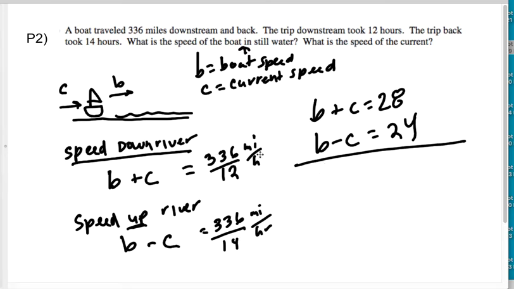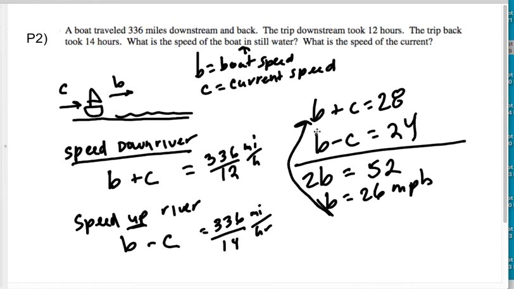It was kind of ugly when you had it in this fraction form, but it's not so bad when you check it out. So 2b equals, when I add these together, 52. And so b is 26 miles per hour. And then I can pick either of these equations. I think the easiest one is b plus c. So 26 plus the current is 28. So the current must be 2 miles per hour.